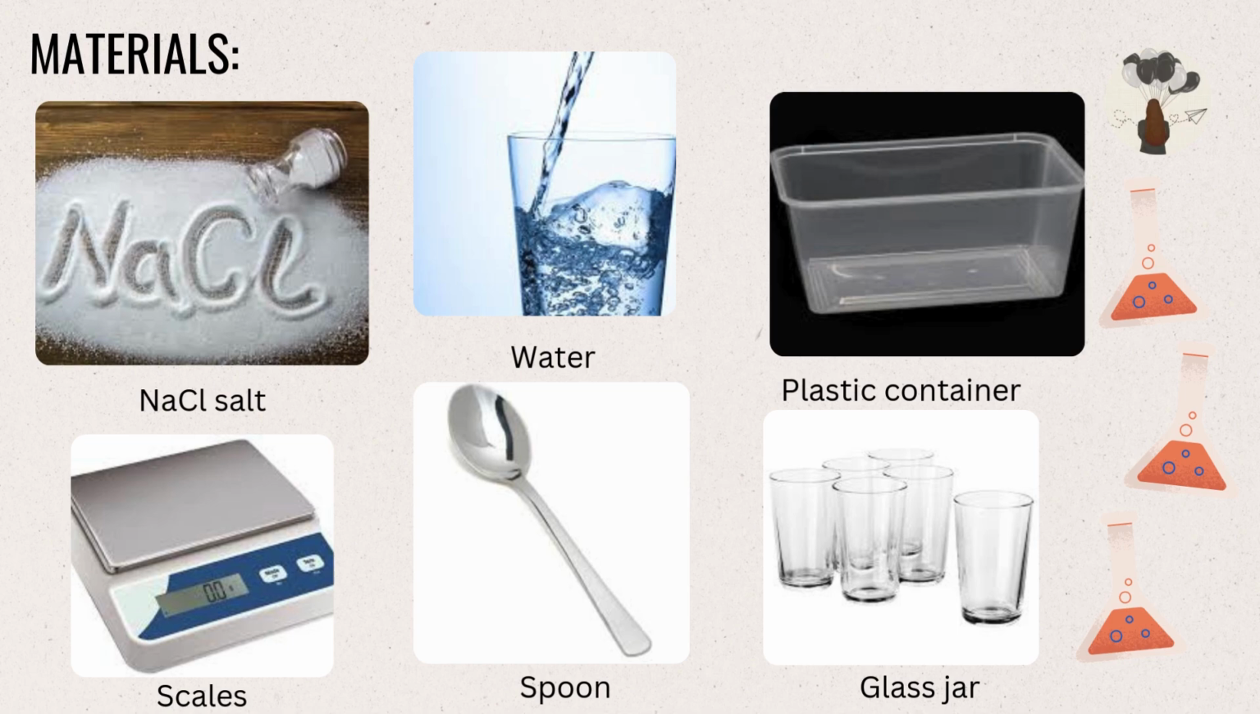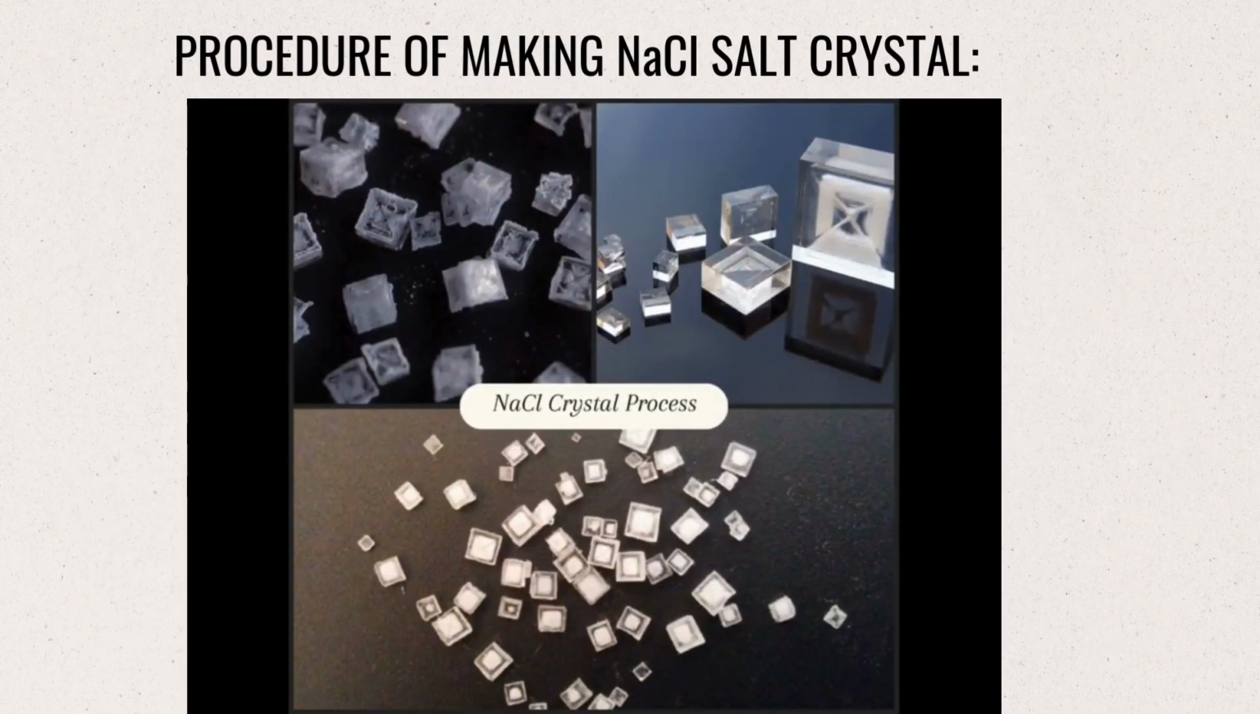Let's proceed to the next slide, which is the materials needed for making NaCl salt crystals. First of all, we need NaCl salt. The second thing, most important, is water. The third one is a plastic container, scales, spoons, and a glass jar. All of these materials we will be using for making NaCl salt crystal. Let's stay tuned. Hi, welcome to this step-by-step guide on how to make stunning sodium chloride crystals, also known as table salt crystals. With a few household materials and a bit of patience, you can grow your own beautiful geometric crystals at home. So let's get started.